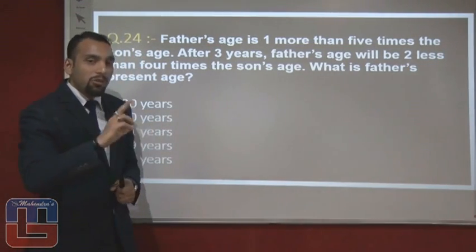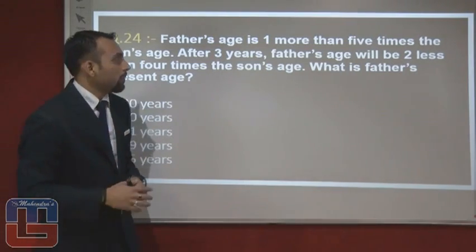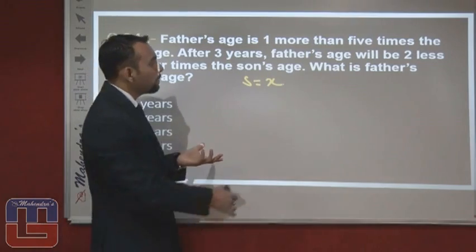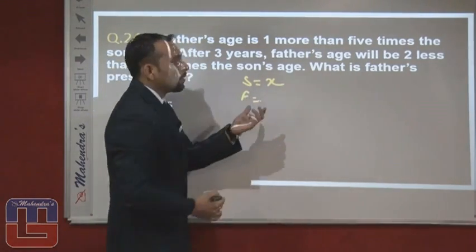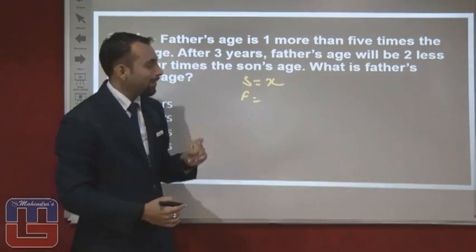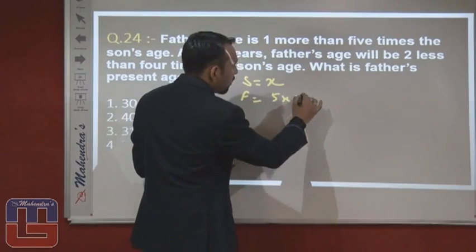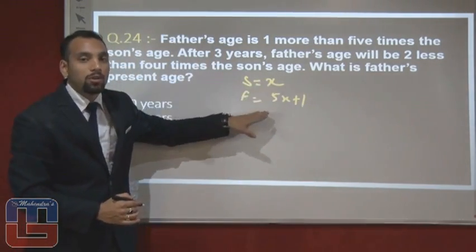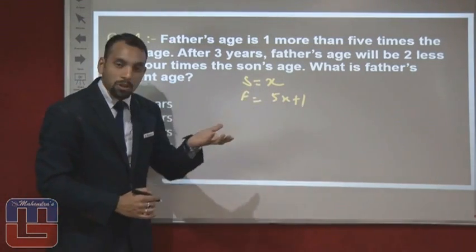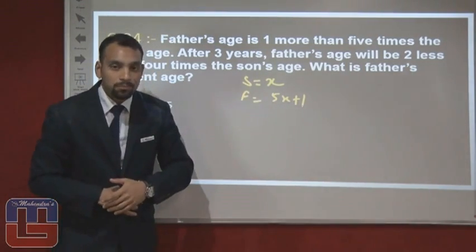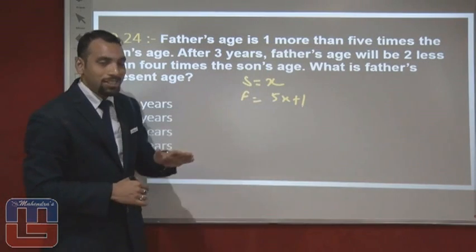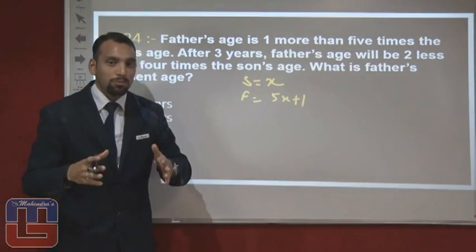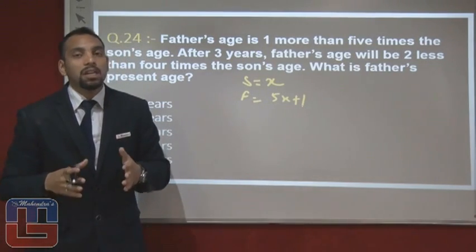Now, firstly we will solve this question by the traditional way. Let the age of the son be x. So the father will be 5 times x plus 1. In this way we will solve the value of x, then we will calculate the age of the father. Now this is the traditional way. We will not follow this process in our examinations because we have limited time in our examination.